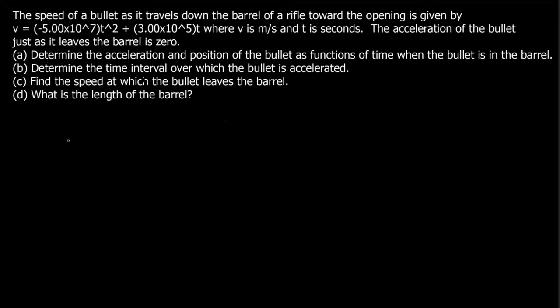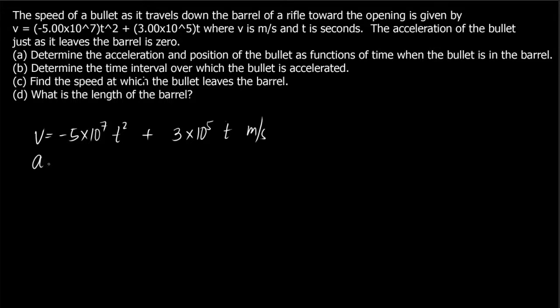So, the speed of a bullet as it travels down the barrel of a rifle towards the opening is given by V equals negative 5 times 10 raised to 7 t squared plus 3 times 10 raised to 5 t, where V is meters per second, and of course, t naton is in seconds. The acceleration of the bullet, just as it leaves the barrel, is 0.